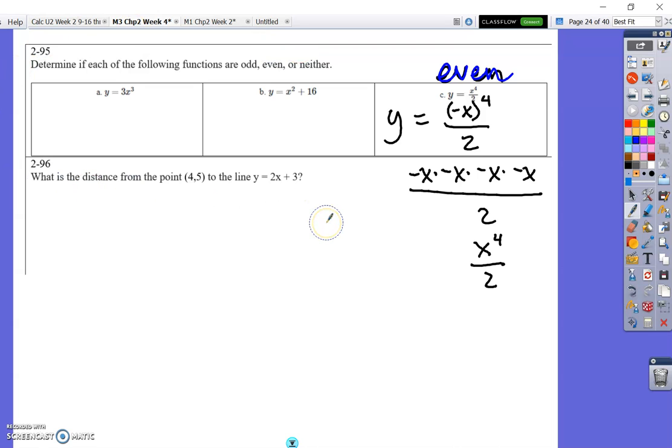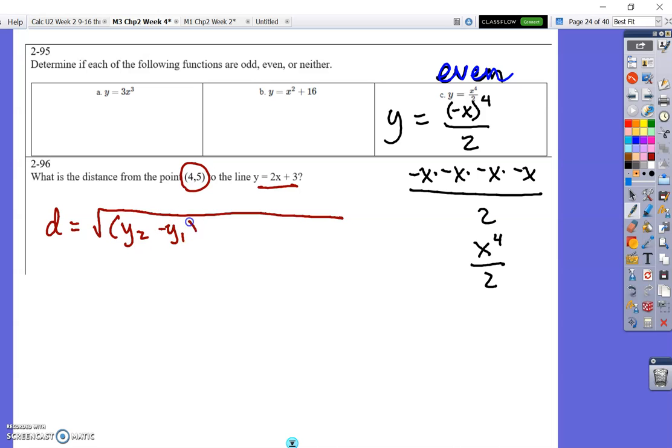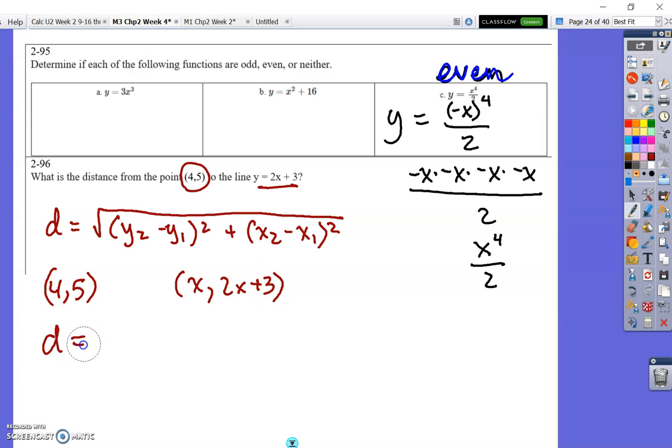For 96, I will not be doing the problem for you, but here is a very helpful hint. We're trying to find the distance from this point to this line. And so we know how to do the distance formula, which is the Pythagorean theorem, which is this horrifying, ugly thing when we go crazy. So y2 minus y1 squared plus x2 minus x1 squared. And so my points are 4, 5, and this is the weird part, x, 2x plus 3. And so my distance will start like as the following, and you'll need to clean this up.